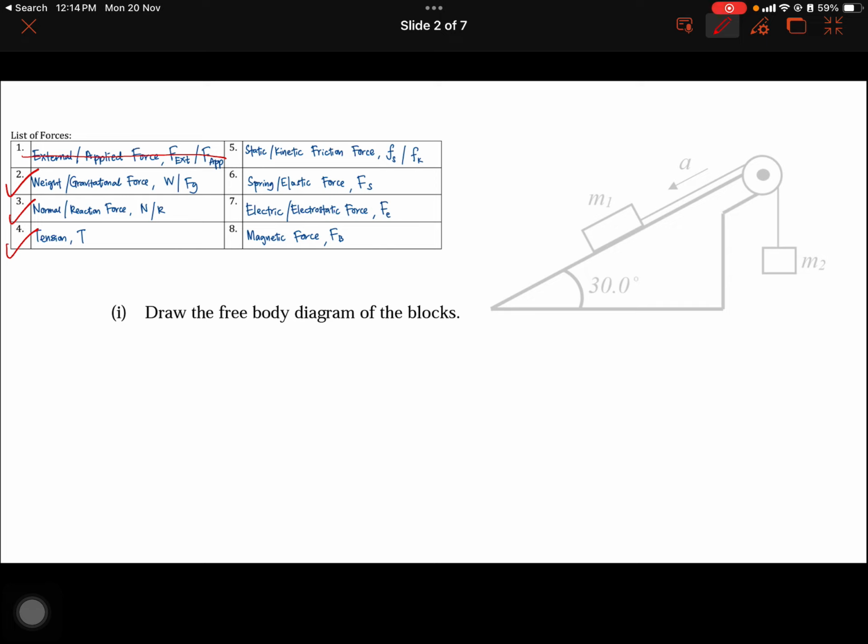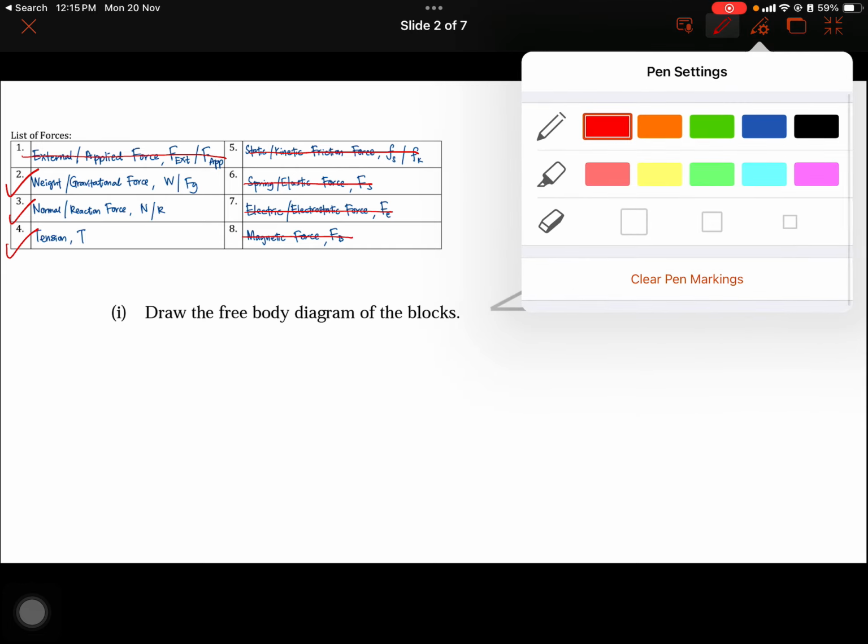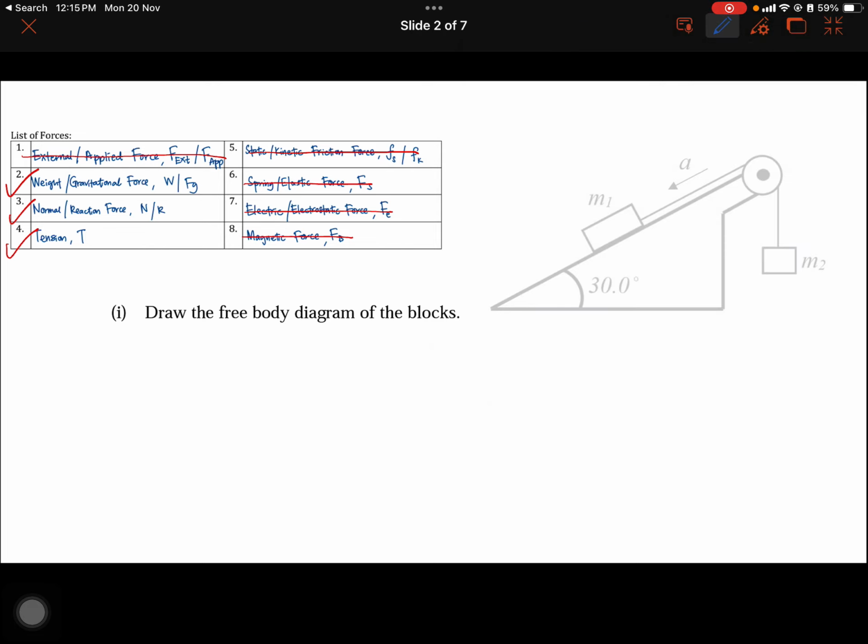Moving on, number 5, we don't have friction force. As mentioned in the question, the pulley is frictionless, the plane is also frictionless. We don't have any spring, so there is going to be no elastic force. And definitely for 7 and 8, there is no electric as well as magnetic force. So with the three forces that have been listed here, we tick the three forces. Let's draw the free body diagram. Let's start with the first one, which is mass 1. This is going to be the weight of mass 1, W1 is equal to M1g.